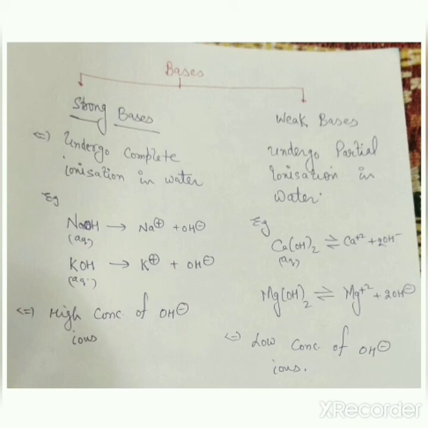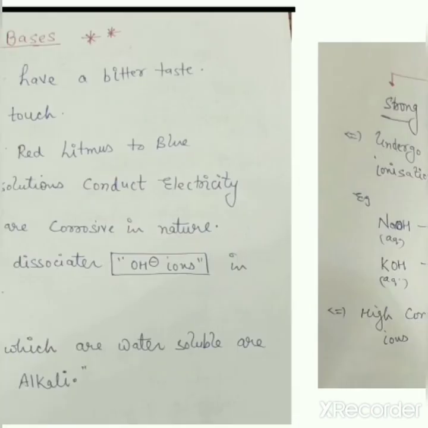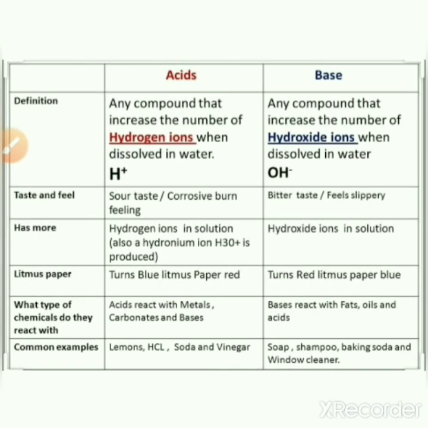We will talk about the uses of bases and acids, and then explain in a detailed way. And the weak bases have a lower concentration of hydroxide ion. So this is all about the properties and classification of bases. Now let's talk about the differences between acids and bases.